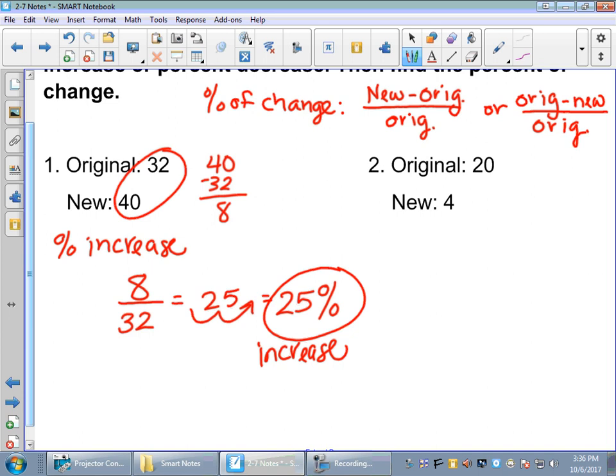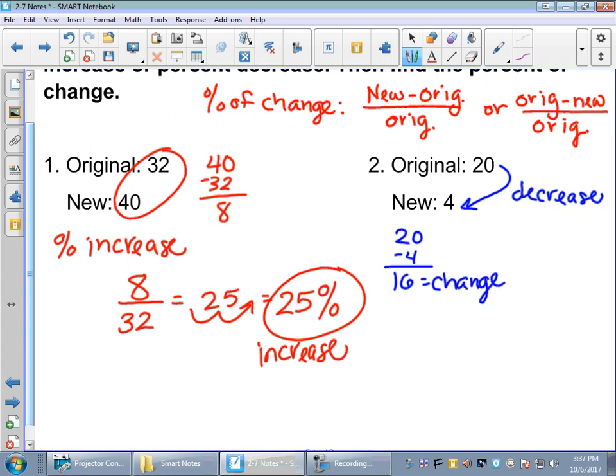In the second example here, the original amount was 20 and now it's 4. So we want to know what percentage did it decrease. We know it's a decrease because it went from 20 down to 4, so that's a percent decrease. And I know that the change between them, if I take 20 and I subtract 4, the amount of change is equal to 16. So that's the amount of change.